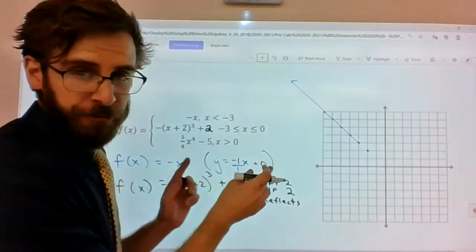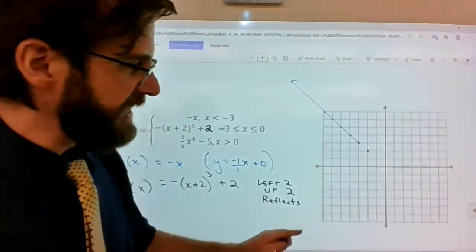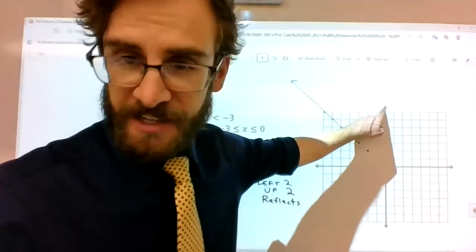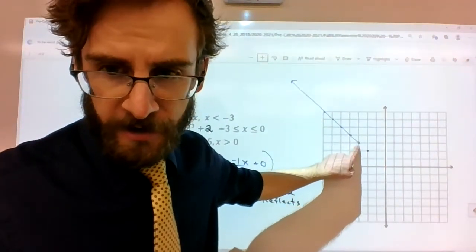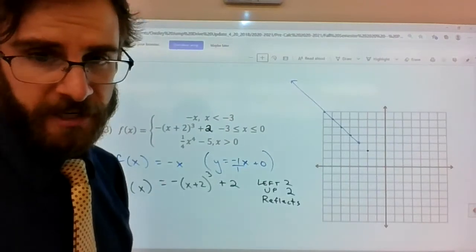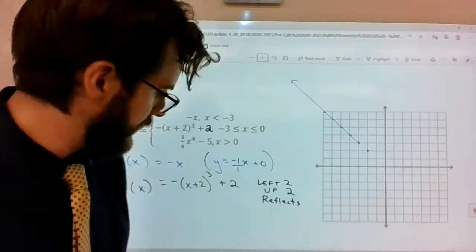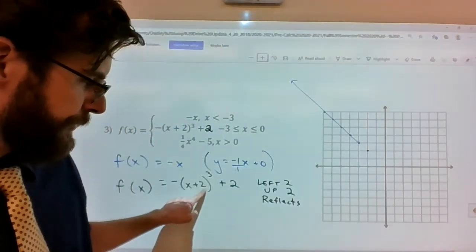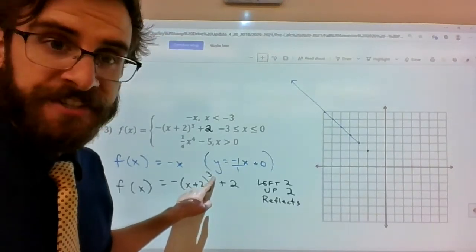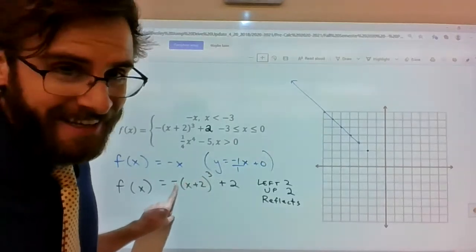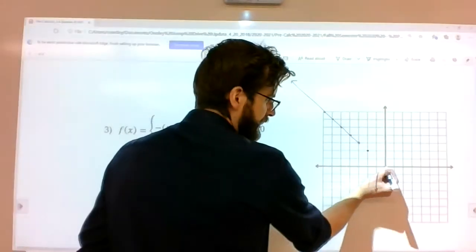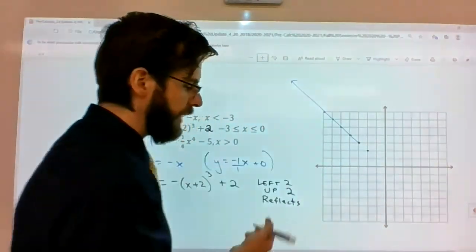Well, it reflects it vertically. So instead of your cubed function moving from the bottom up like this, it's going to start up here and then move down there. So we're going from negative 3 to 3. If you want to, just plug in negative 3. Negative 3 plus 2 is negative 1. To the third power, still negative 1. Make it negative, positive 1, and then plus 2 is 3. So negative 3, 3 is a point on that function.